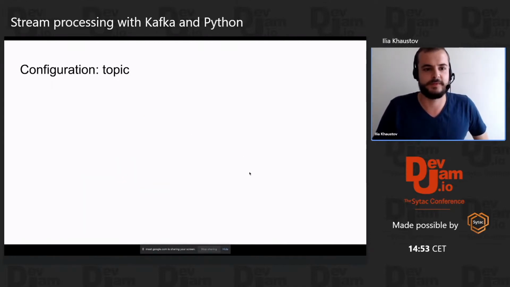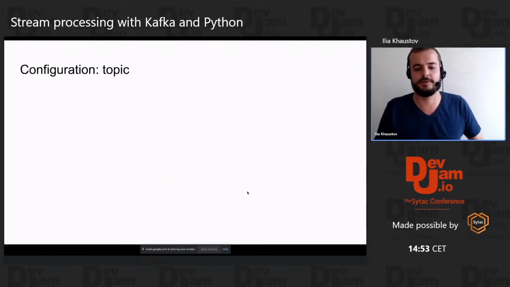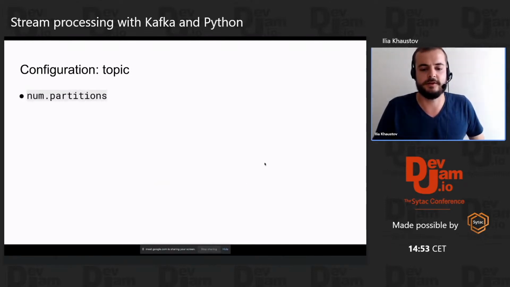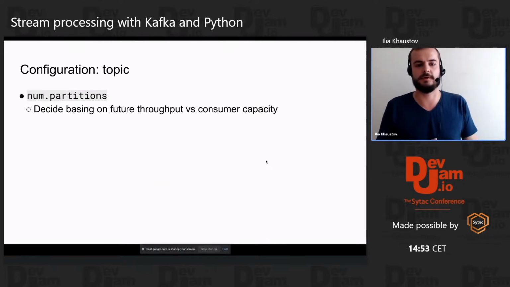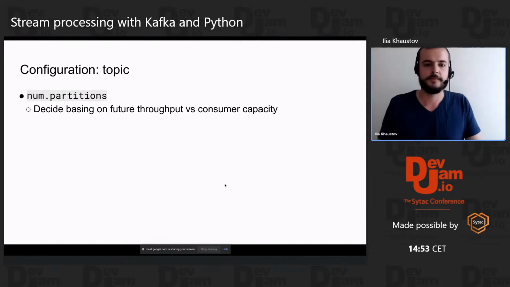Let's go further. Configuration of Kafka. This is the most boring part, but it's very, very good. Number of partitions. We need to decide how many partitions we want to have in our topic. Yes, we need to calculate it. Okay, we have a throughput of 1 GB per second, but one consumer processes only 100 megabytes per second, then we need like 10 consumers to process everything on time. Then it means we need to have at least 10 partitions, something like that.